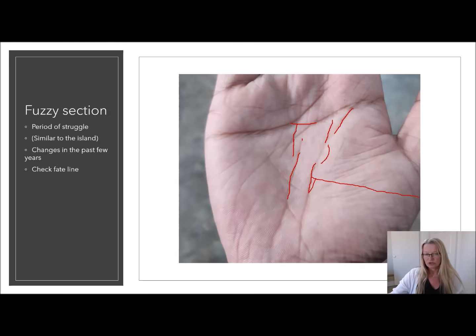If that's on the non-dominant hand, it may always stay there as a mark, but very rarely are these faded sections a permanent marking. Okay, so next I will show you an example.